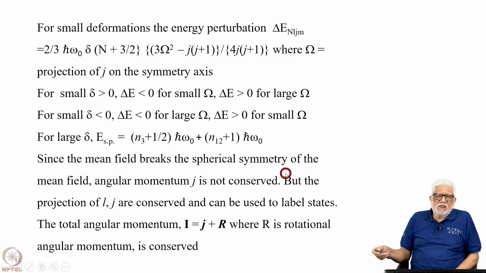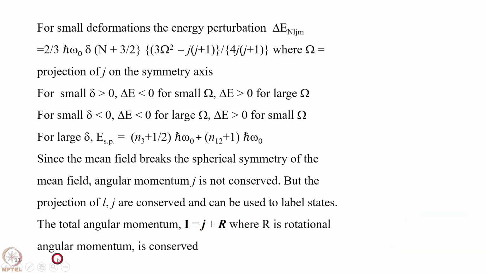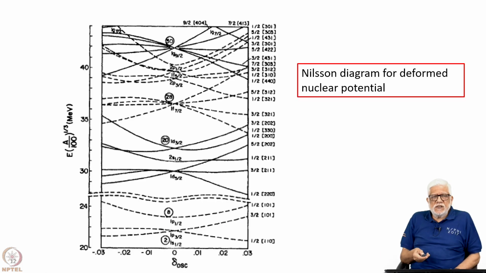Since the mean field breaks the spherical symmetry, we have already said that the angular momentum j is not conserved, but the projections of L and j are conserved and they can be used to label the states. The total angular momentum is of course conserved. That is just the single particle angular momentum plus the rotational angular momentum. So, individually R and J are not conserved, but the total angular momentum is conserved. This is how the single particle energies behave in a deformed nuclear potential.